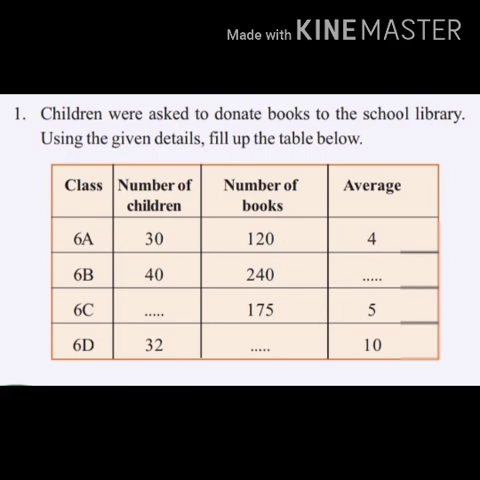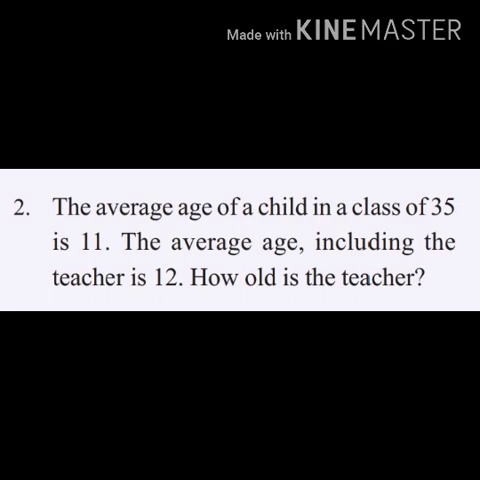In the next question, we want to find the number of children. We can get it by dividing the total number of books by the average. And then next, we want to find the number of books. We can get it by multiplying 32 into 10. Just do it yourself.